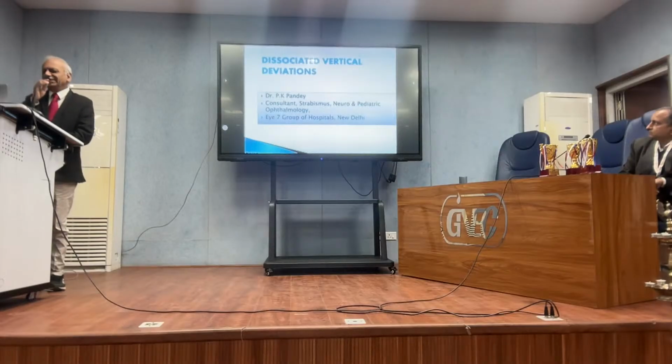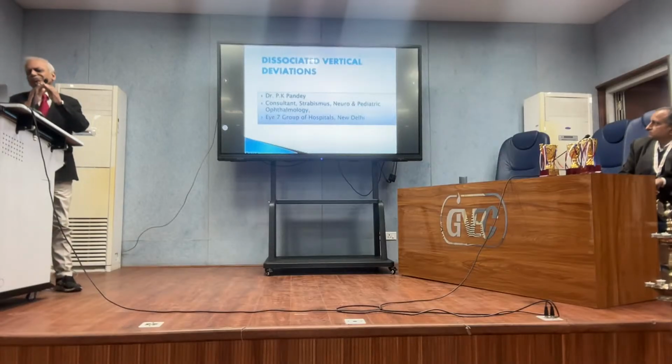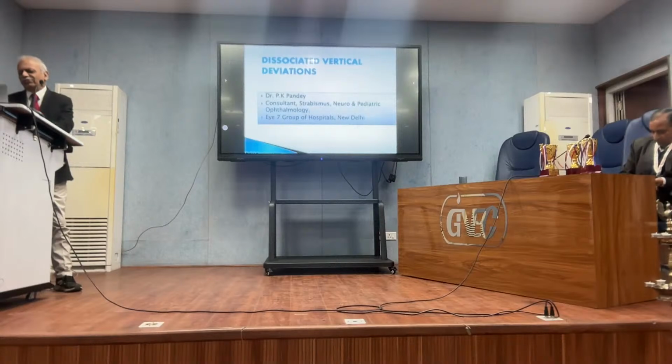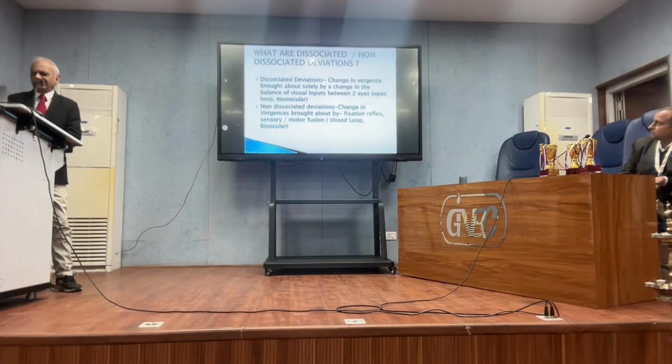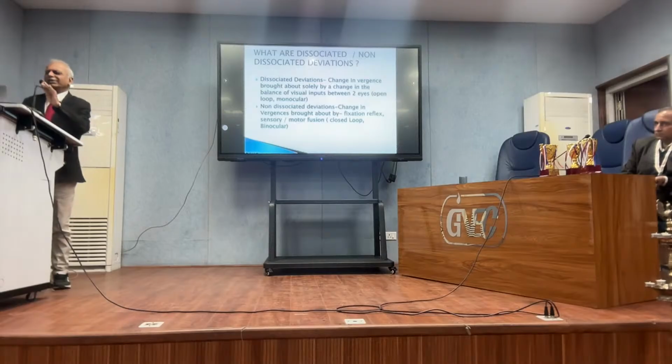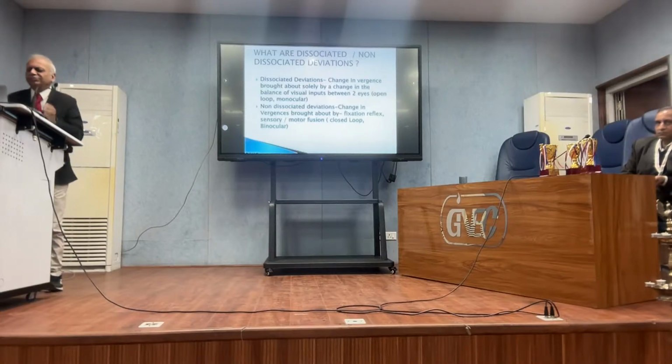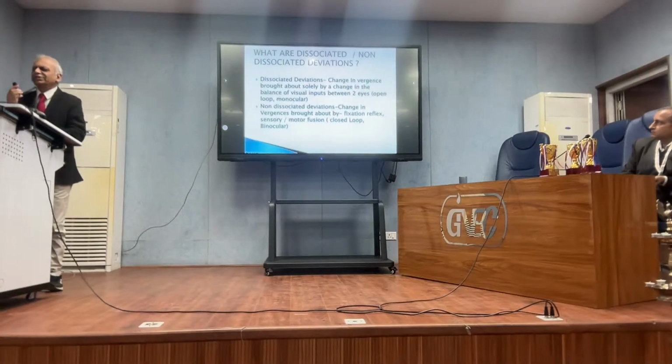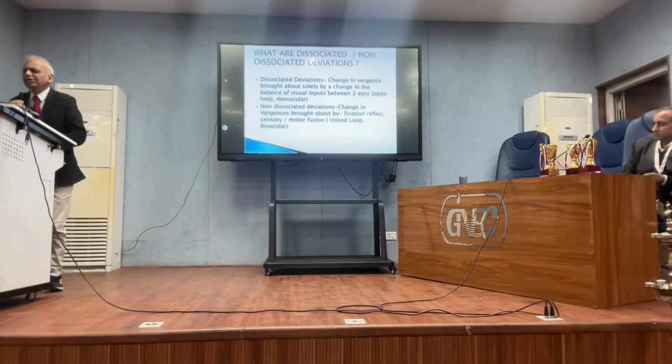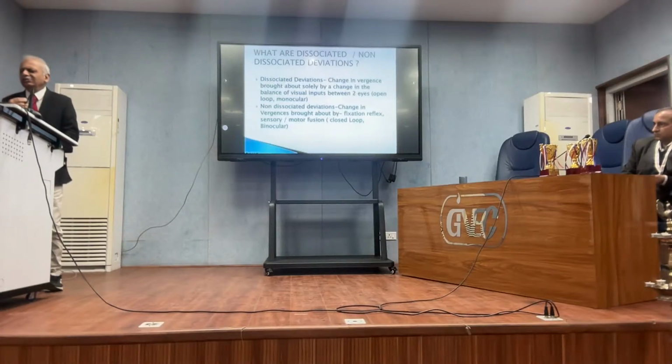So these dissociated deviations have always been a bit of a problem in understanding because we tend to think of deviations as concomitant, and beyond concomitant we get into a bit of flux and we don't know what is happening. So what are dissociated and non-dissociated deviations? The dissociated deviations are a change in vergence brought about solely by a change in the balance of visual inputs between the two eyes.